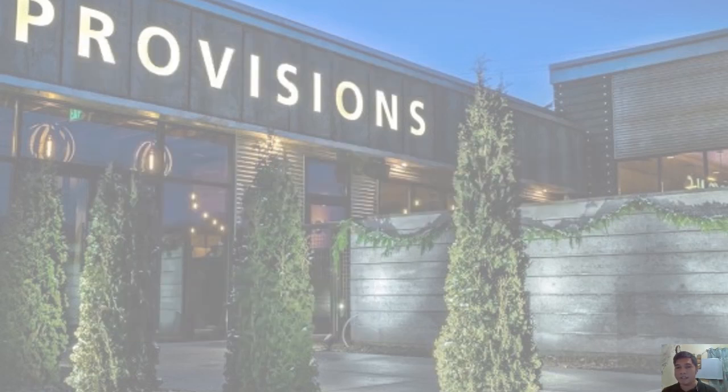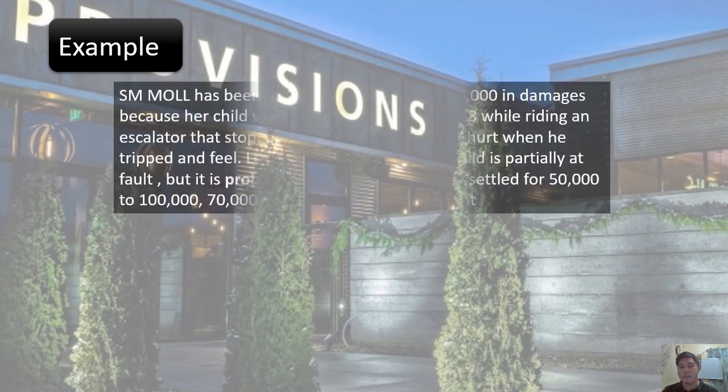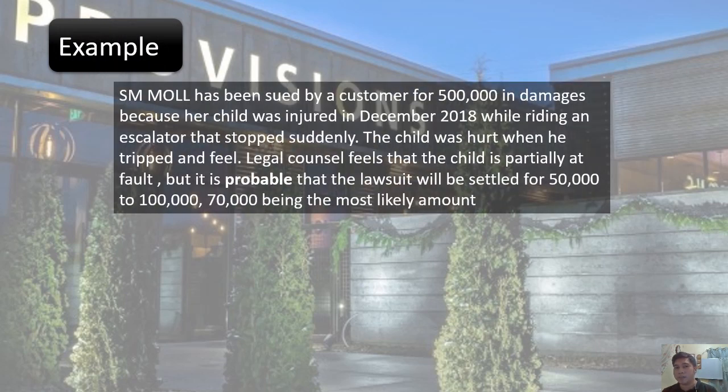Okay, so let's have an example of provision. Let's say SM Mall has been sued by a customer for 500,000 in damages because her child was injured in December 2018 while riding an escalator that stopped suddenly. The child was hurt when he tripped and fell. Legal counsel feels that the child is partially at fault, but it is probable that the lawsuit will be settled for 50,000 to 100,000 pesos, 70,000 being the most likely amount. So the question here, do you think the transaction is considered as a provision?